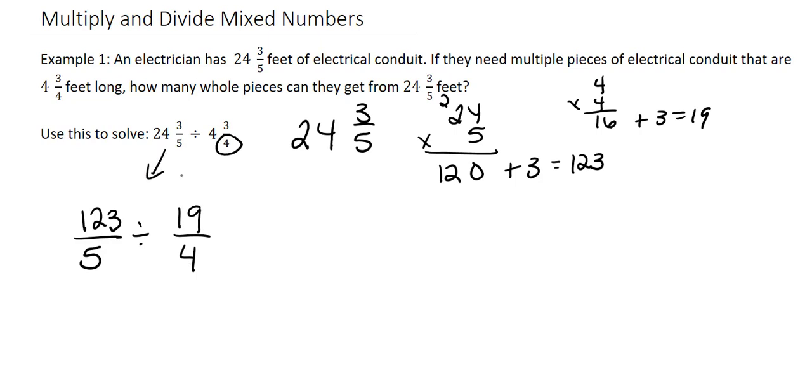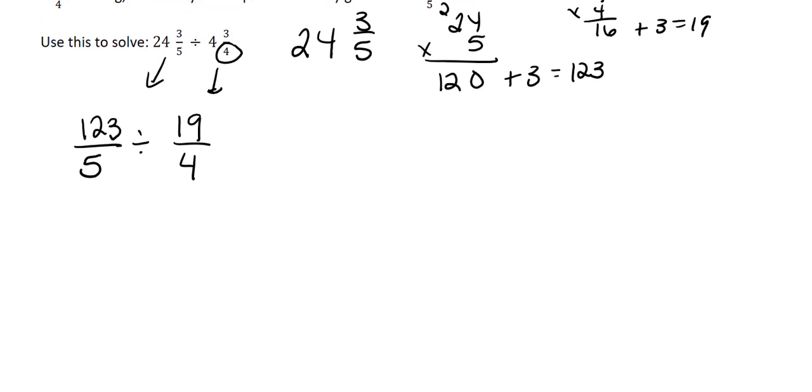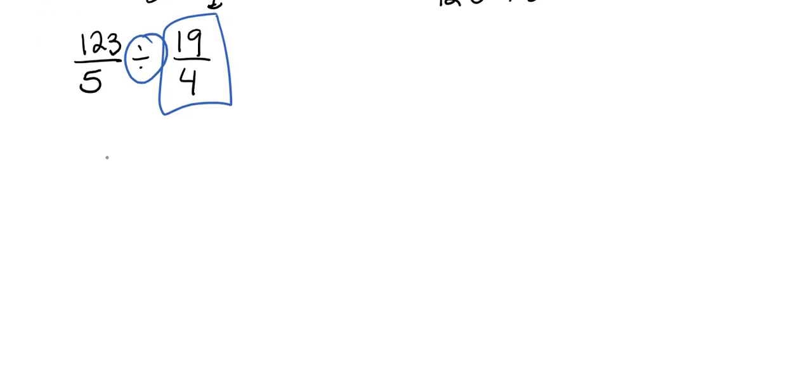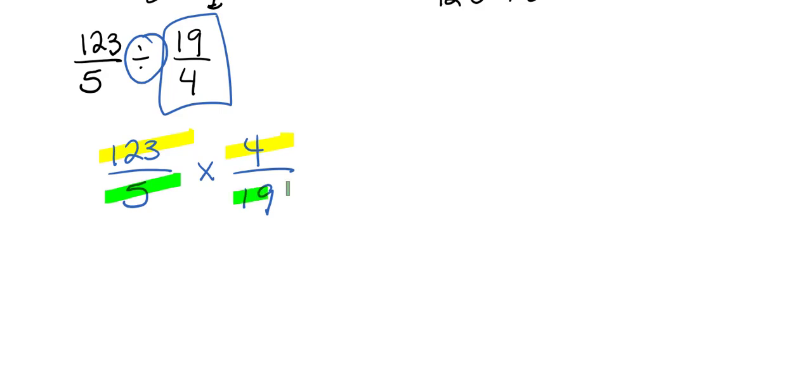So now we have changed these to improper fractions, so this will make it a lot easier. Now notice we have division here, so we're going to change this to multiplication, and we're going to take the reciprocal of the second fraction. So we have 123 over 5 times 4 over 19. And then we can go ahead and multiply. We multiply what's on the top and we multiply what's on the bottom. So let's do that on the side.